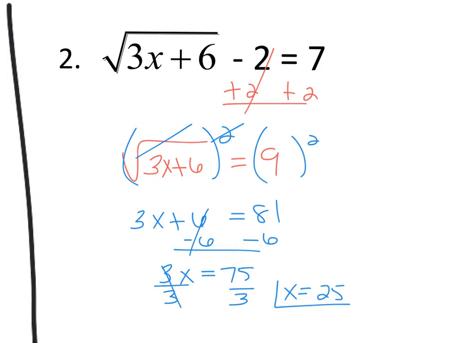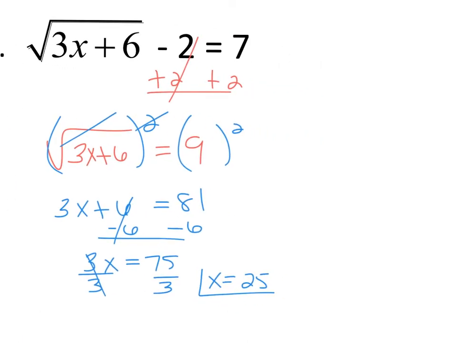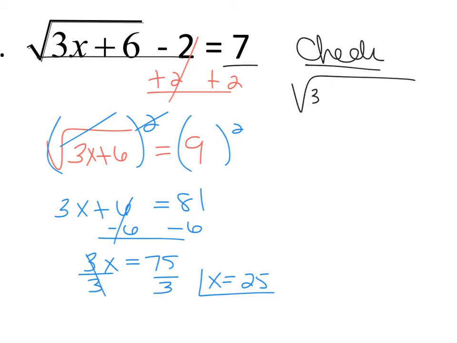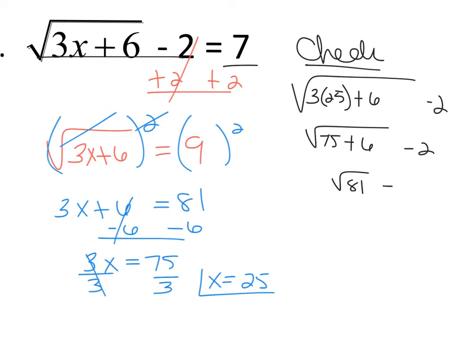And you're going to check your answer before you box it off. Again, I would suggest put this into y1, put this into y2, look at the table, make sure they match. But I'll do one more legitimate check for you guys. So I'm going to plug in 25. And then minus 2 is on the outside. 3 times 25 is 75 plus 6 minus 2. This is the square root of 81 minus 2, 9 minus 2, 7, and that does equal the other 7, so this works.